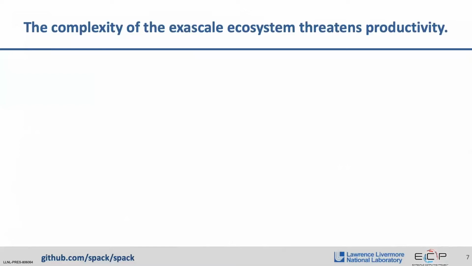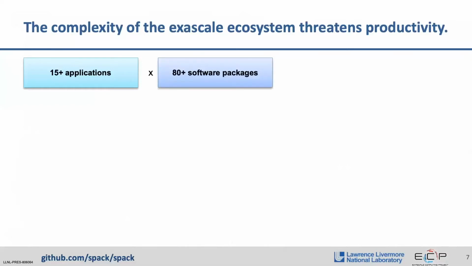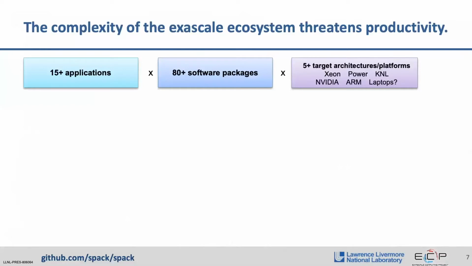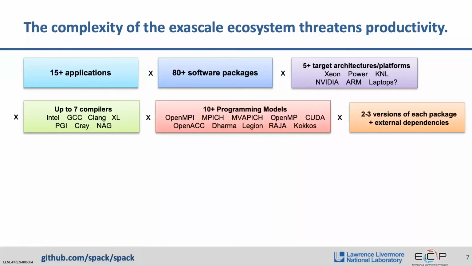So under ECP, there's a whole lot of other complex software. There's 15 plus applications. I think there's 25 different applications in the apps area now. There's 80 software packages, 5-ish different target architectures or platforms. Some of these are dead now, so KNL probably isn't going to be with us much longer. But we still do care about ARM, POWER, NVIDIA, Xeons, laptops. We do care about Windows, although we're not supporting it yet. 7 different compilers across all the different systems, 10-ish programming models, and maybe 2 or 3 versions of each of those packages because of incompatibility. Oh, there's Greg.